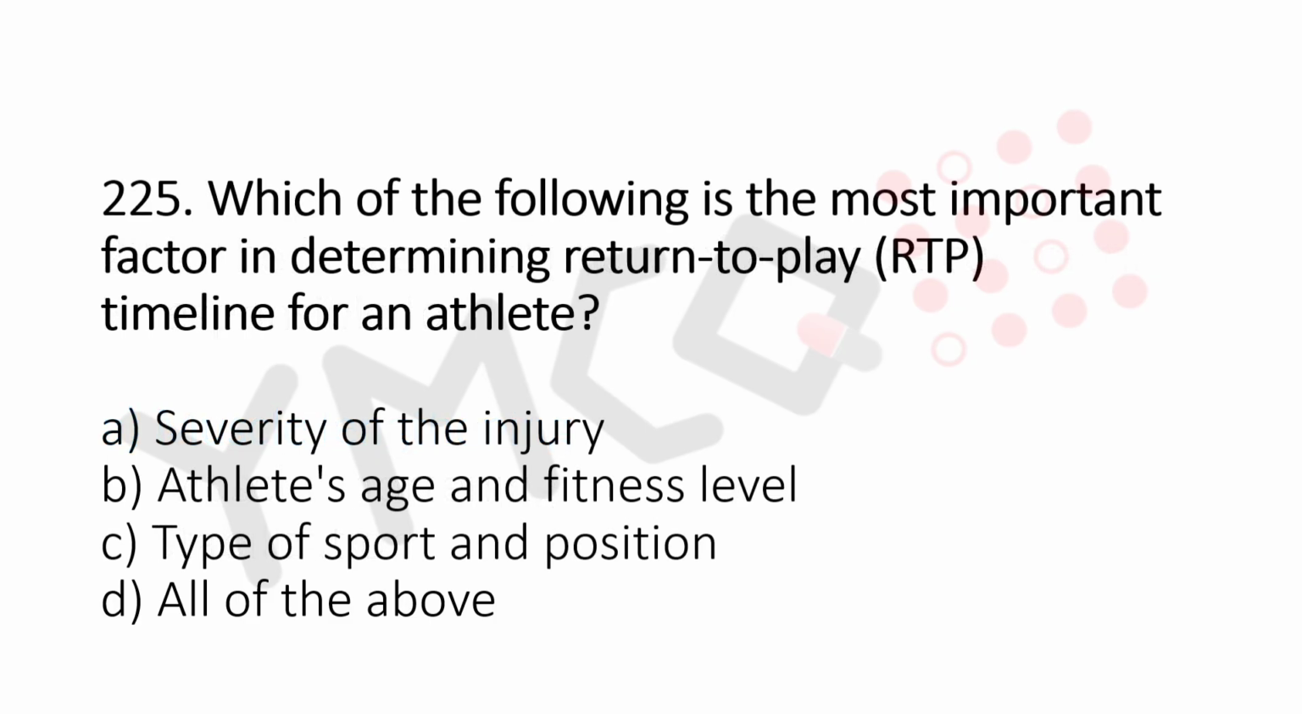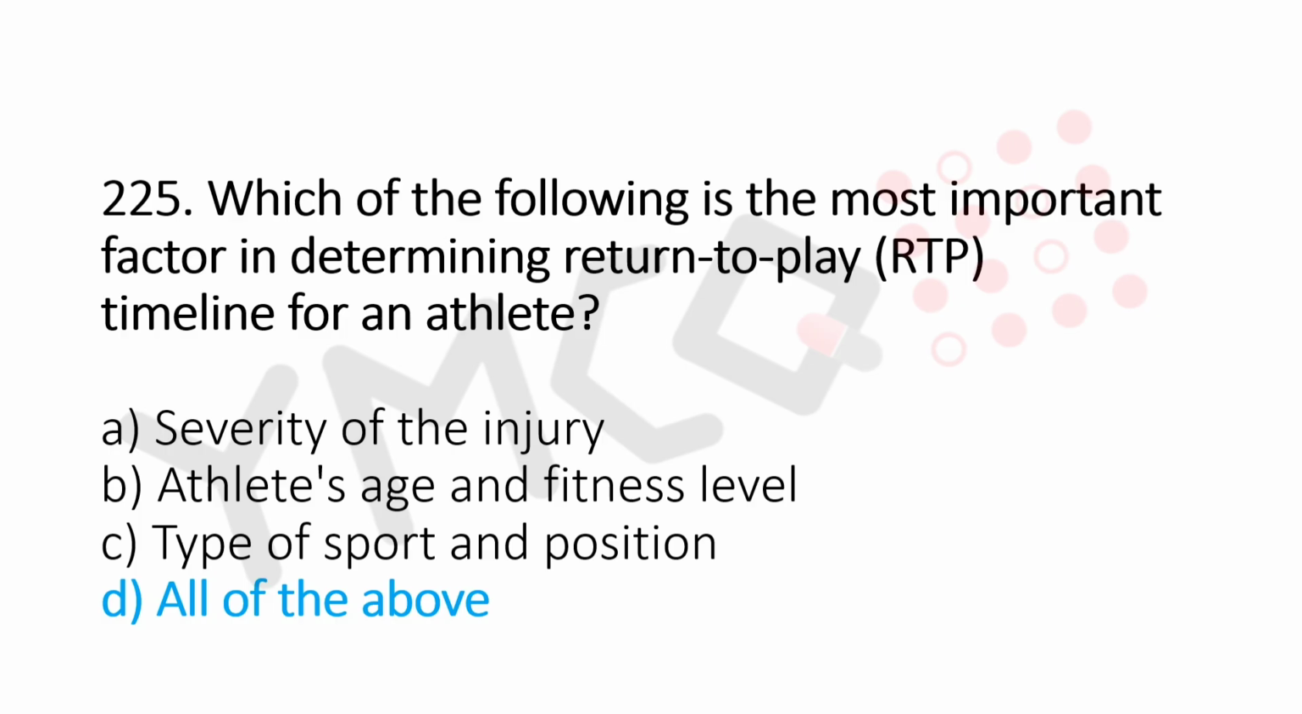Now let's move to question number 225. Which of the following is the most important factor in determining return to play timeline for an athlete? Option A, severity of the injury. Option B, athlete's age and fitness level. Option C, type of sport and position. Option D, all of the above. And the answer is option D, all of the above.